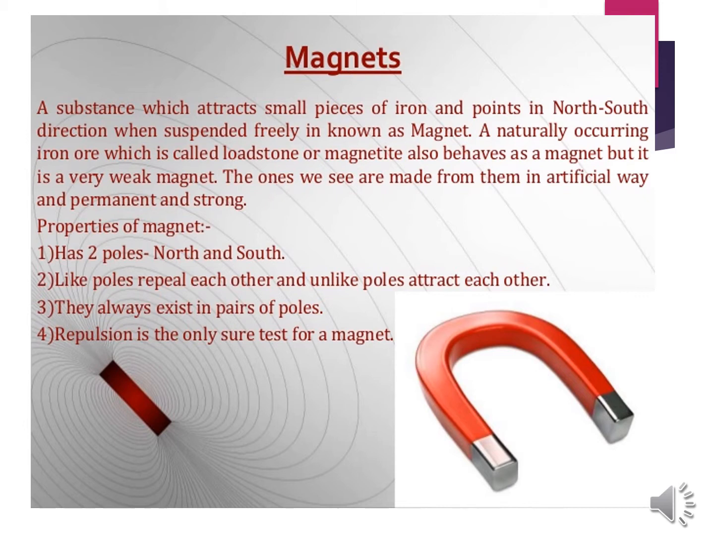Magnets have properties. A magnet has two poles, north and south pole. Like poles repel each other and unlike poles attract each other. Poles always exist in pairs. Repulsion is the only sure test for a magnet.